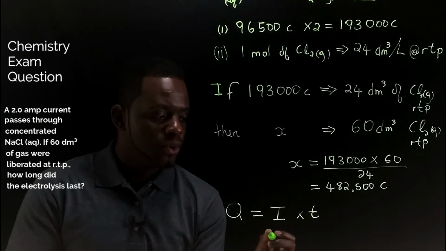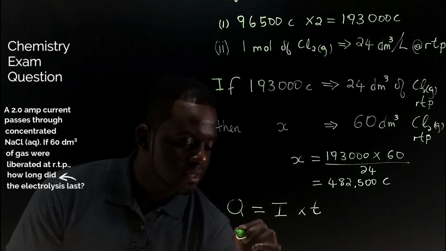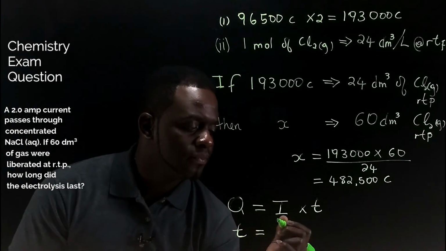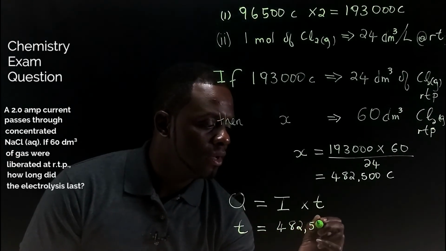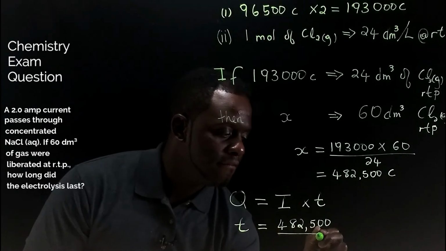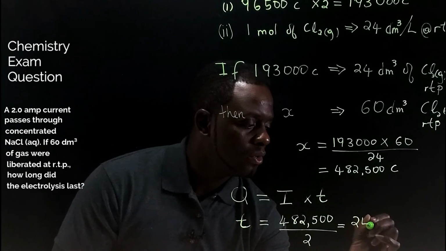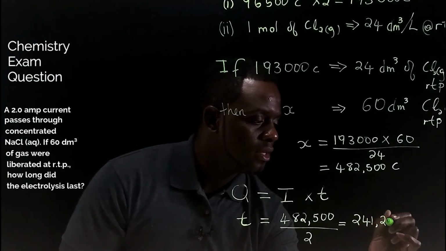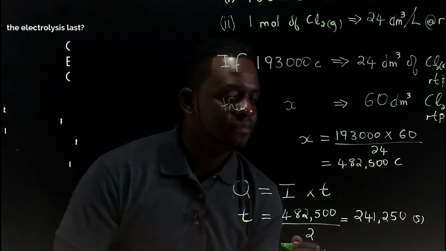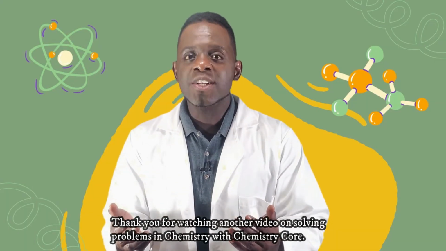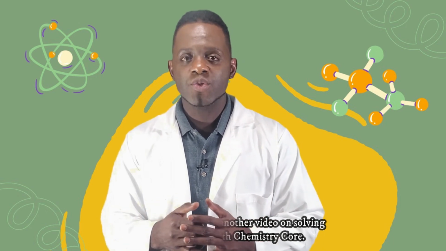So making time the subject of the formula, time is equivalent to 482,500 divided by 2, which is 241,250 seconds.